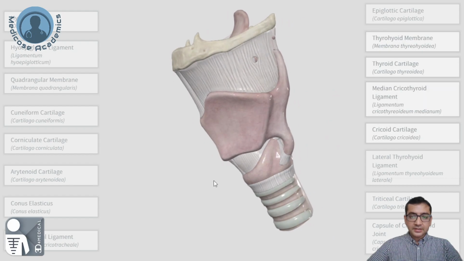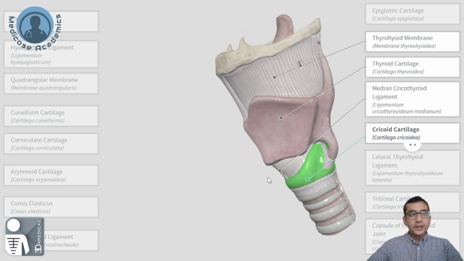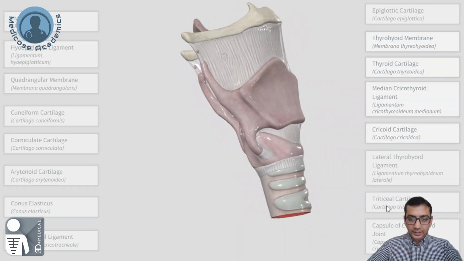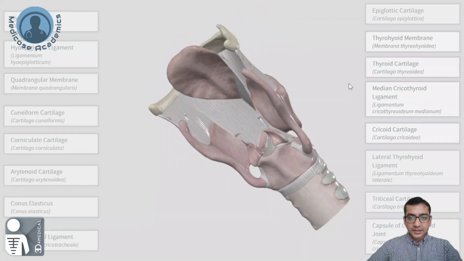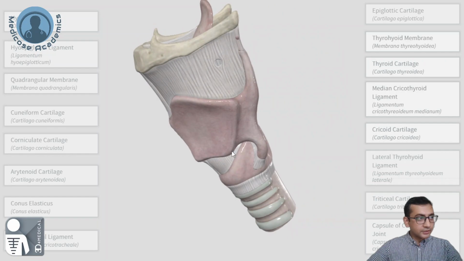The second one is this cricoid cartilage. It is again a single cartilage, forming a whole ring. Actually, an interesting thing is that it is the only complete ring of the respiratory tract. Below it, the tracheal rings are C-shaped. Above it, thyroid cartilage is not covering from either side. Cricoid cartilage is the one that is a complete ring.